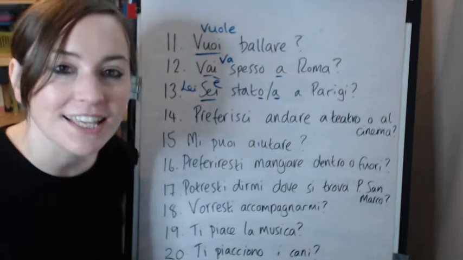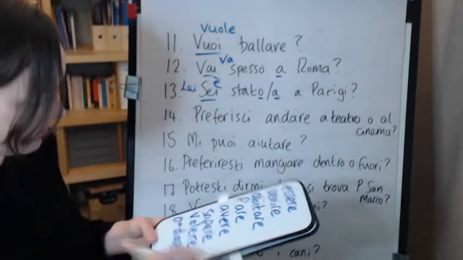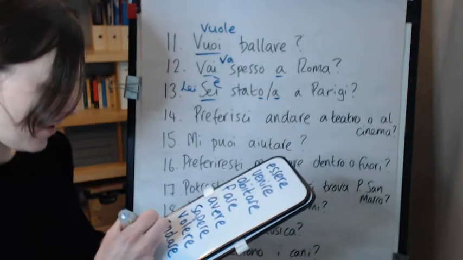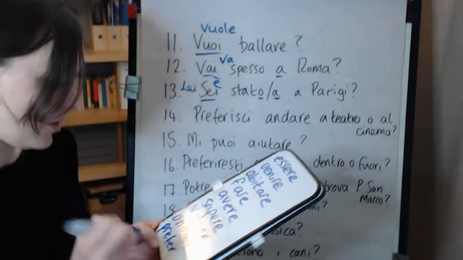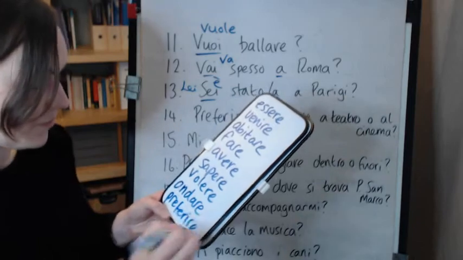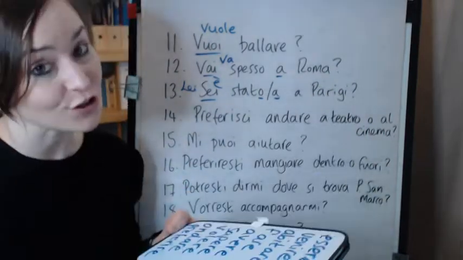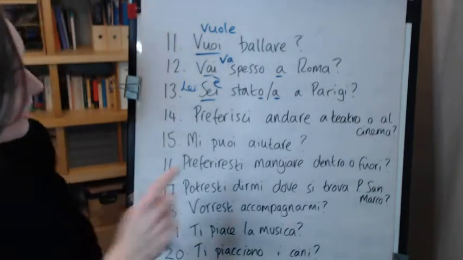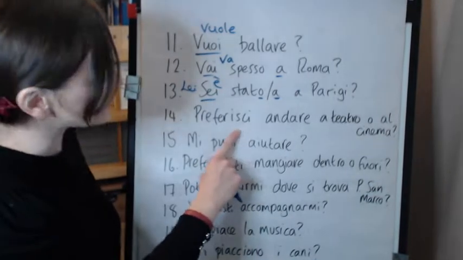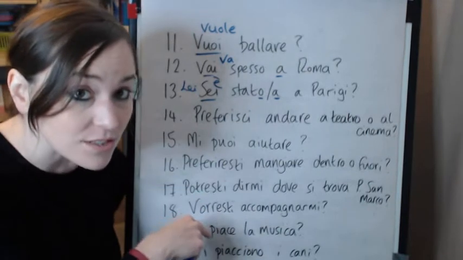Okay, now we're looking at preferire. Okay, so preferire, to prefer. Yeah, to prefer. Which would you rather? To rather or to prefer? Okay, so this is in the present tense, in the tu form, remember. All these questions are in the tu form.